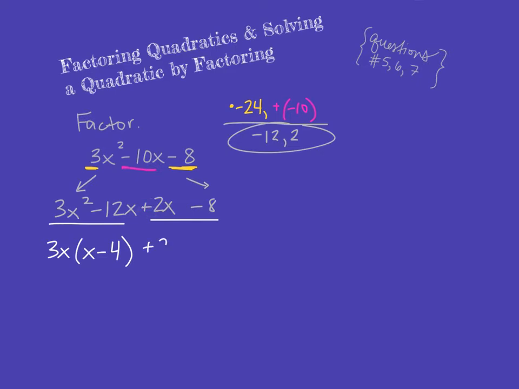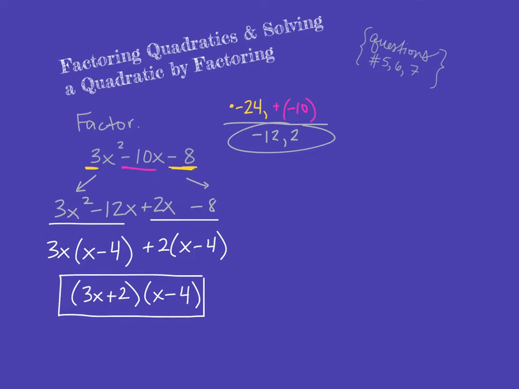So we'll bring out a plus 2, and yes, that leaves x minus 4 in the parentheses. Factoring by grouping, we take the stuff that's on the outside, 3x plus 2, and that forms one factor in the end as our answer. And then we take what's on the inside, x minus 4, and that's our second factor. So we have successfully factored this quadratic.